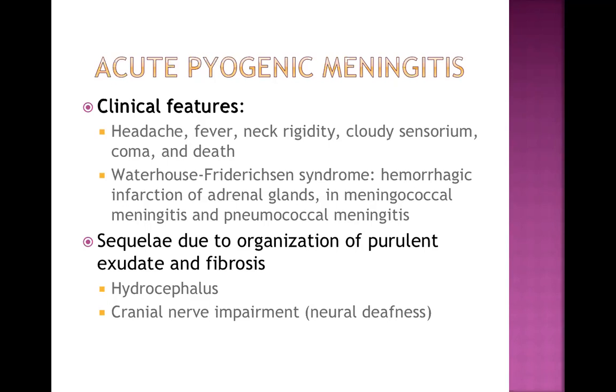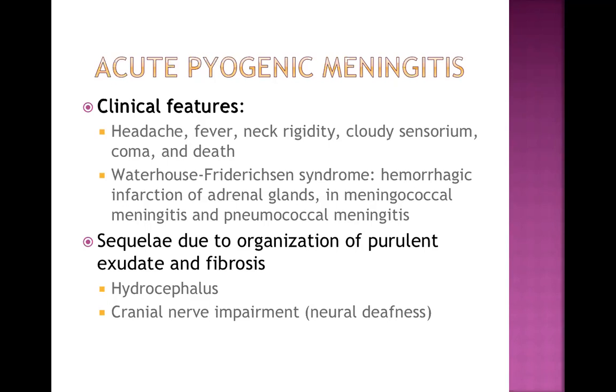Now, what is the function of the adrenal gland? These are very important endocrine organs for us, and they are considered one of the vital organs in our body. They secrete different hormones. The most important are glucocorticoids and mineralocorticoids, and without them, life is impossible. So, in Waterhouse-Friderichsen syndrome, there is severe shock in the patient. We need to identify this in time and go for the treatment. Otherwise, the patient may die.